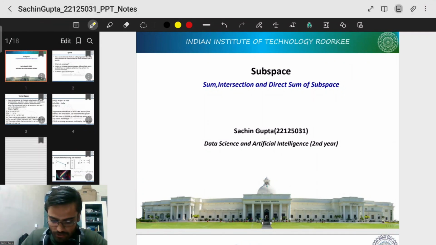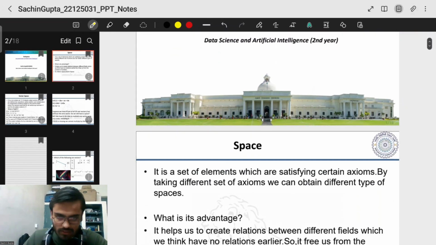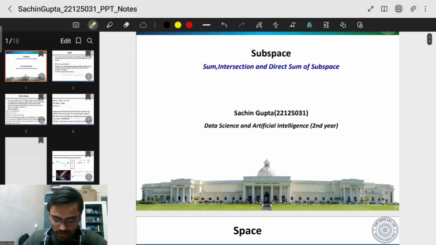I am from IIT Roorkee, and today I have selected a topic called subspace and sum and intersection of subspaces, which I am going to teach you. But before moving forward to those topics, I would also like to share something about what a space is and what a vector space is, and I have to cover the major topics of vector space to reach subspace, sum and intersection.